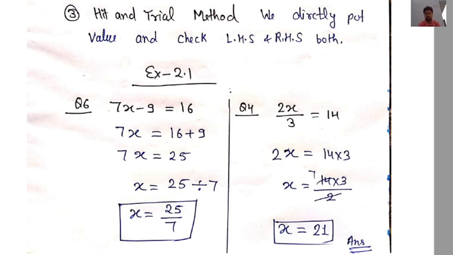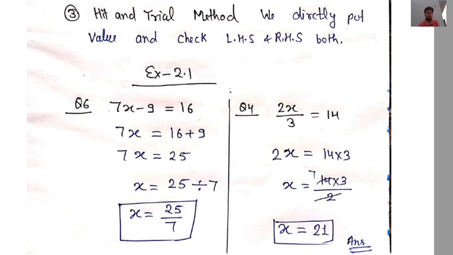When you take it to this side, it becomes positive, because whenever you move a value across, its sign must change. If plus, it changes to minus. If minus, it changes to plus. If multiply, it changes to divide. If divide, it changes to multiply. It is just the reverse, the opposite sign. Now this 9 you take to this side, so it becomes positive. You write plus 9 and 16. 16 plus 9 becomes 25. On this side, 7x stays the same.